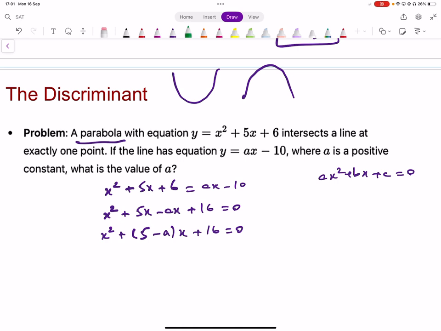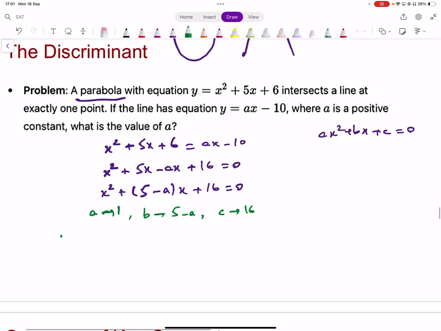Is that okay? So we can say a is 1. In place of a, we put 1. In place of b, we put 5 minus a. And in place of c, we put 16. In b squared minus 4ac, b squared minus 4ac should be equal to 0, because there's only one point where they intersect. There's only one solution that they have. So we get (5 minus a) whole squared minus 4 into 1 into 16 equal to 0.